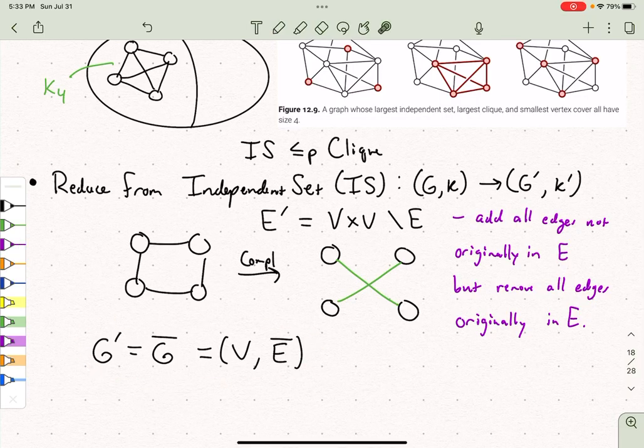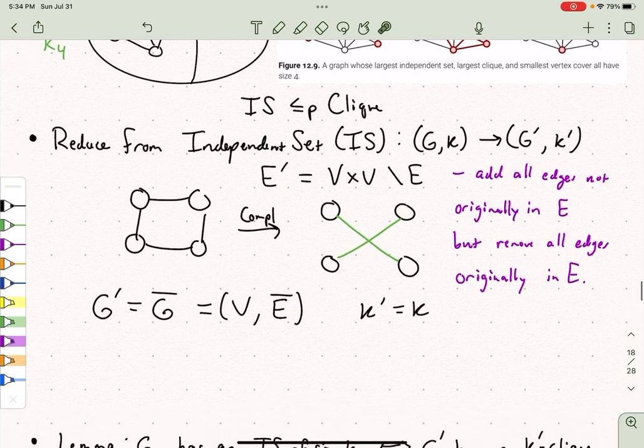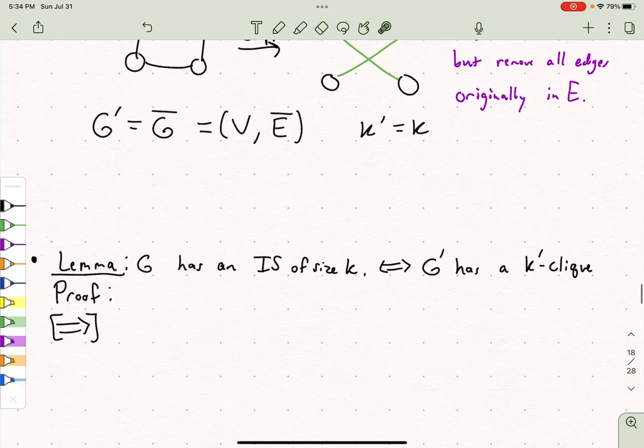So we create that graph, and we'll use the same K. So K prime equals K. And the reduction idea is pretty simple. If we can find a clique of size K in the complement graph, then that directly translates to an independent set in the original graph. The actual solutions will be exactly the same. It's the same set of nodes. So let's prove this reduction works.